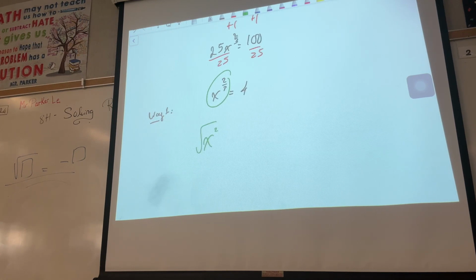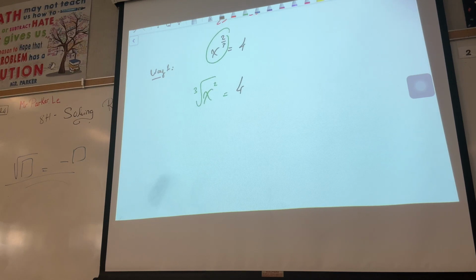Outside is 3. Why you got 7? All right, equal to 4. Now just do one by one. How do you get rid of the cube root? You need to cube it. Very good. You need to cube it. So cube root and cube they cancel out. You have x squared. X squared equal to 4 cube is 64.